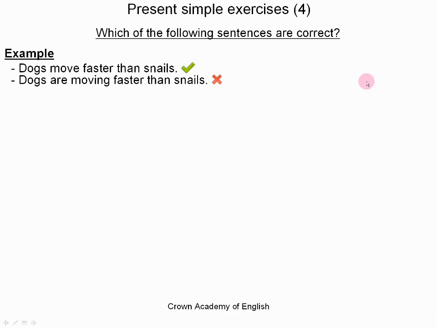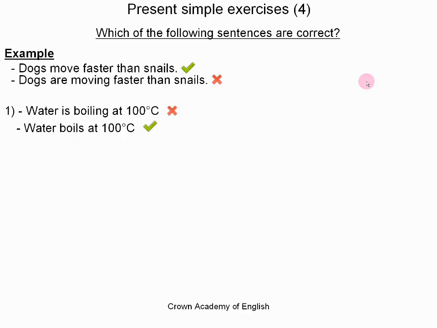So again, let's have a go. Let's have a look. Question 1. Water is boiling at 100 degrees centigrade, or water boils at 100 degrees centigrade. So, you have to tell me which one is right and which one is wrong. Okay. So, which one is it? Well, here's the answer. It's a fact. Again, it's water boils at 100 degrees centigrade. It's always going to happen like that. It's permanent. So we use the present simple.